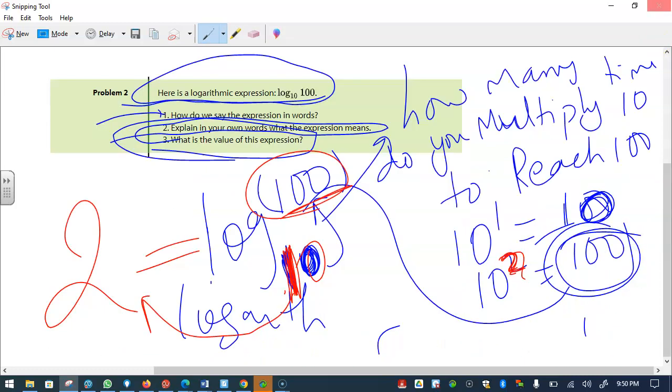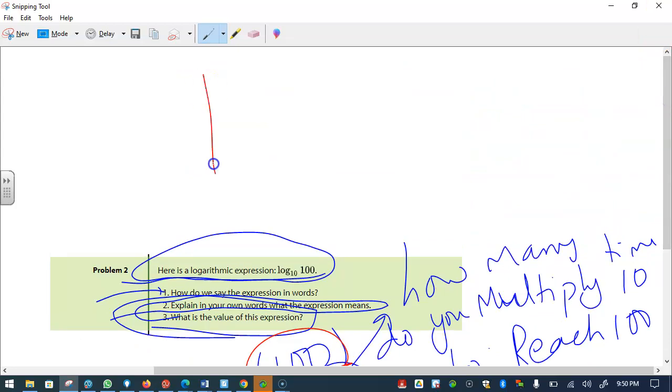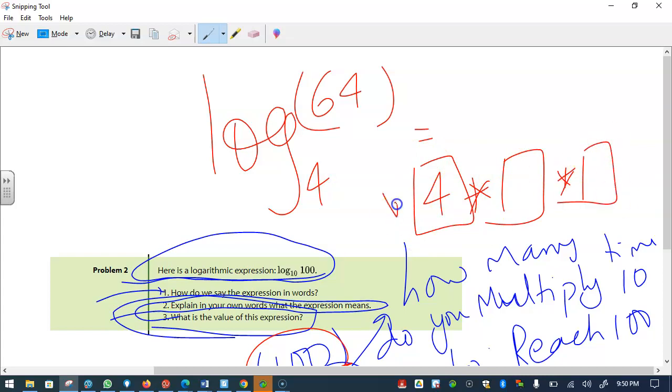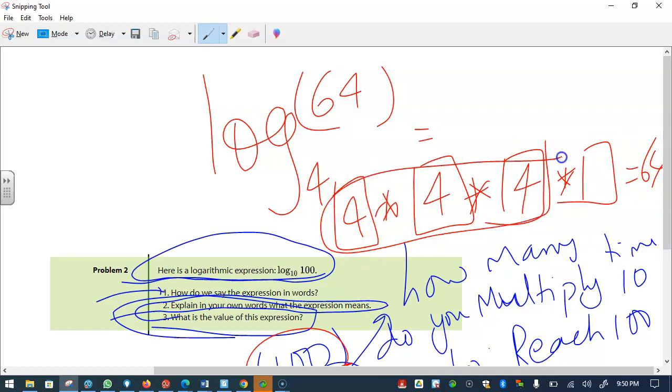Every time you're questioning, and this time I'm going to put 4 here and put a 64, I'm asking, hey, how many 4s do you multiply? How many of them gives you 64? You can put 4, 4, 4. Three are enough, right? 4 times 4 is 16, 16 times 4 is 64. So you multiply three 4s. So there is 3. That's all it is.